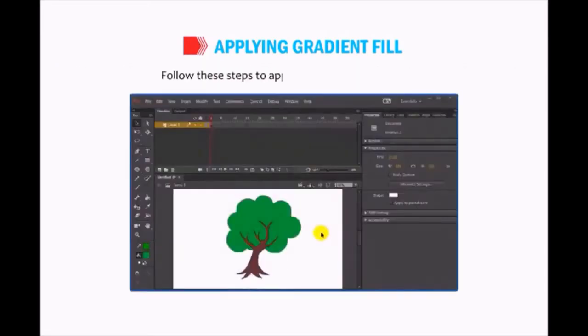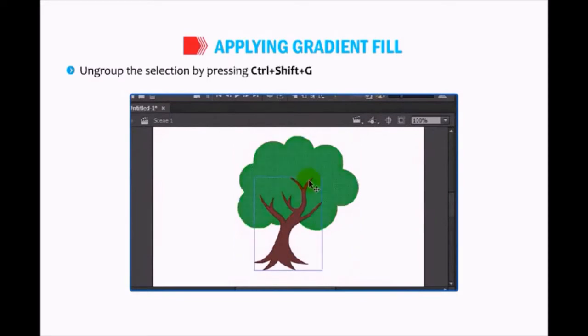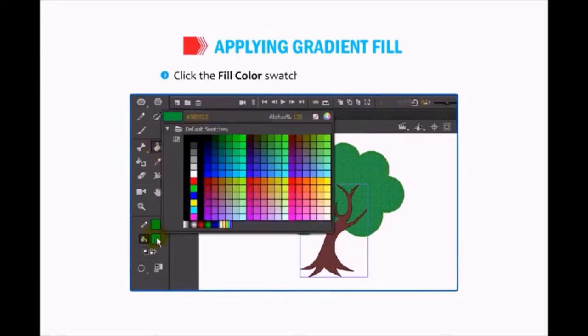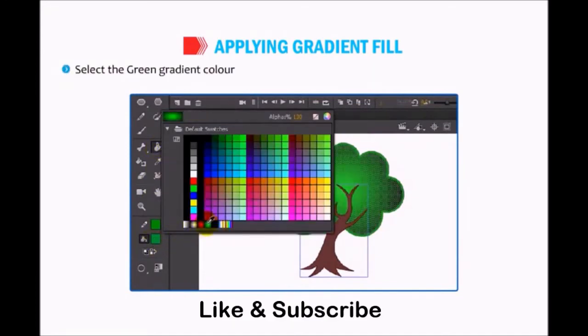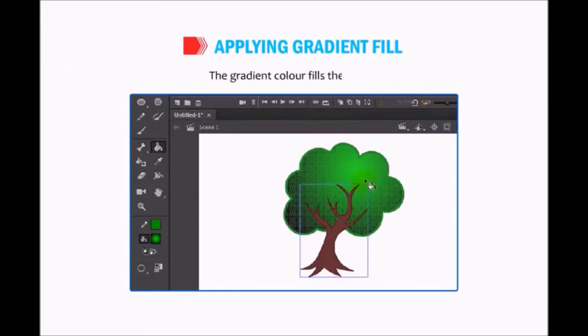Follow these steps to apply a gradient fill to an object. Select the tree using the selection tool. Ungroup the selection by pressing Ctrl+Shift+G key combination or by double-clicking on the tree. Select the Paint Bucket tool. Click the Fill Color swatch to get the color palette. Select the green gradient color effect from the Swatches panel and click inside the top of the tree. The gradient color fills the shape.